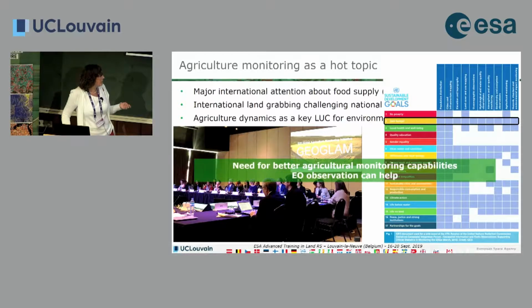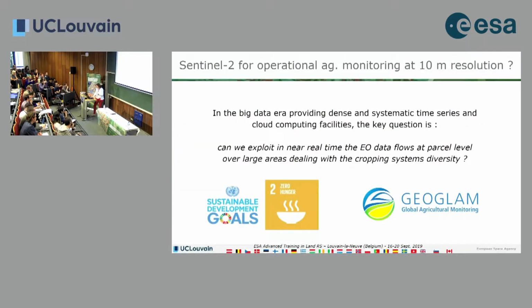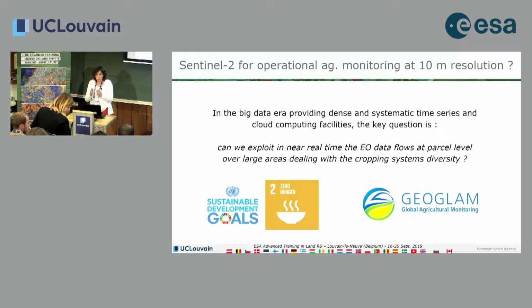And it is clear that we need better capabilities, and that Earth observation can help. But the key question is, we have Sentinel-2. Sentinel-2 provides you images at 10-meter resolution every 5 days. But how can you exploit this big data flow to have your crop information at the field level, over countries, at country level, or sometimes even more, and in a timely way?